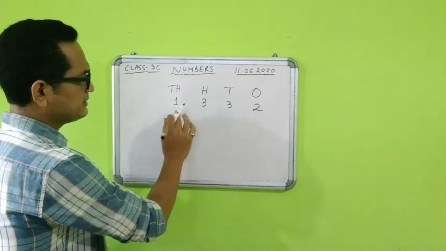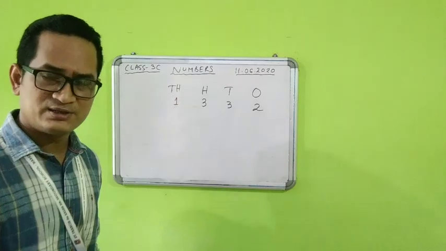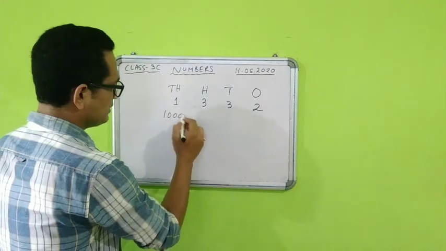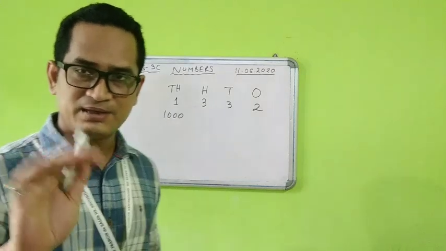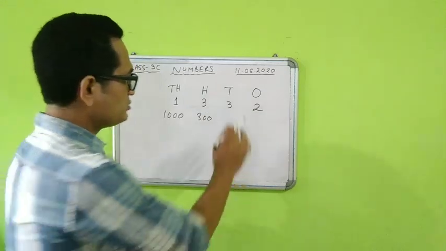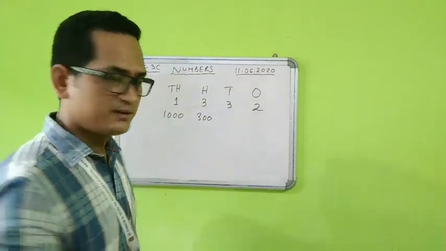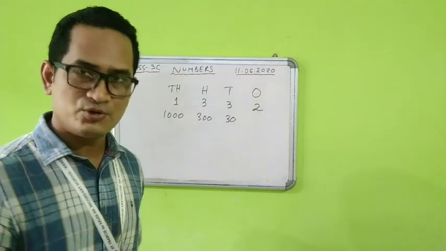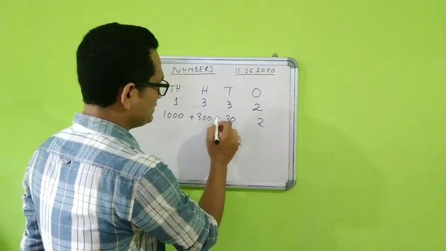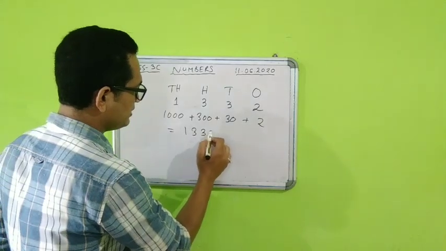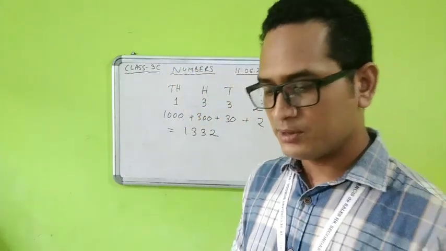Now we need to write down the number. You can clearly see that it is 1000 because it is in the thousands place, so the place value of 1 will be 1000. Then 3 is in the hundreds place, so it is 3 into 100, which is 300. 3 in the tens place is 3 into 10, which is 30. And 2 is in the ones place, so it is 2 into 1, which is 2. This is the expanded form. If I join this, the number will become 1332. That is the number that is going to form.